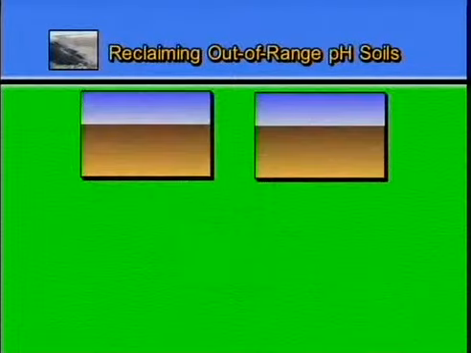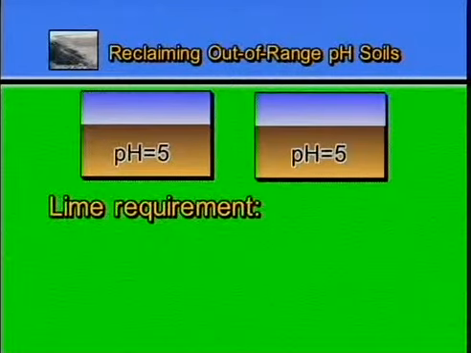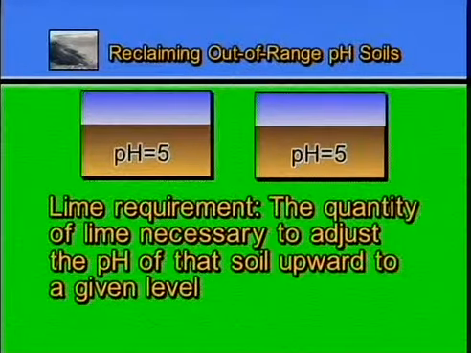Now, two soils with the same pH, let's say we have soil 1 with a pH of 5 and soil 2 with a pH of 5, they can be vastly different in terms of their lime requirement. Lime requirement being the quantity of lime necessary to adjust the pH of that soil upward to a given level.